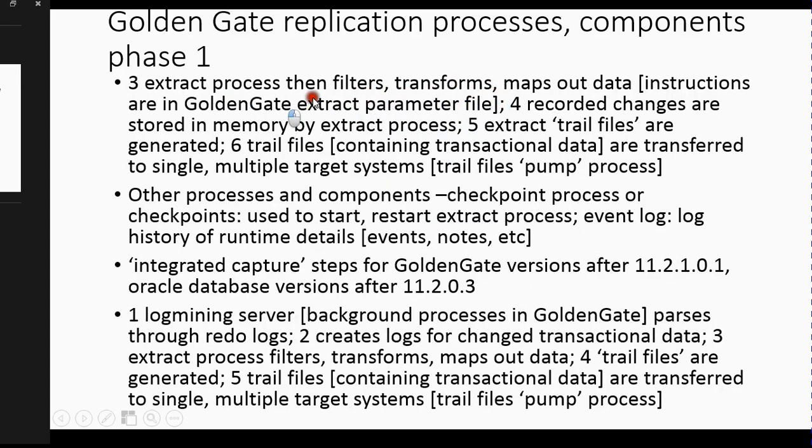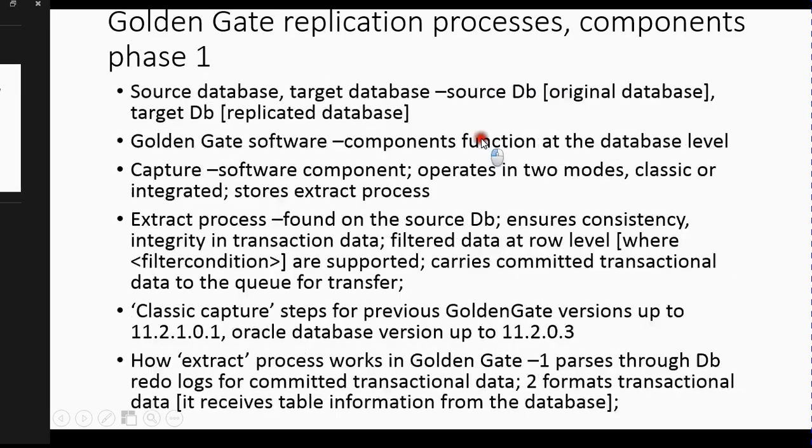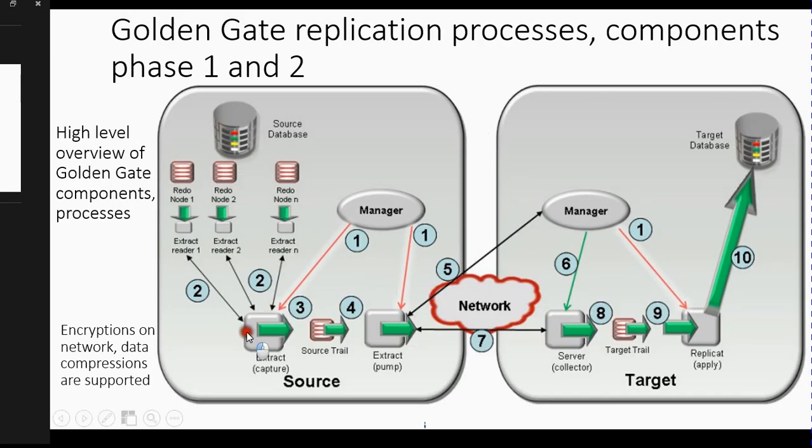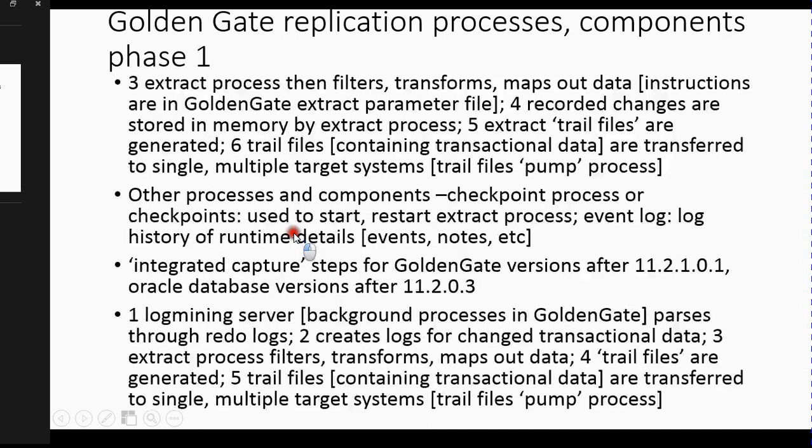It's going to tell the extract process what to do, what type of filtering to do, what information to carry out for the transaction data that it found, and also how to map out that data. That parameter file is a GoldenGate software component, so it's going to be right here in this system. And once it's done mapping out the data, the changes that have been recorded are going to be kept in memory.